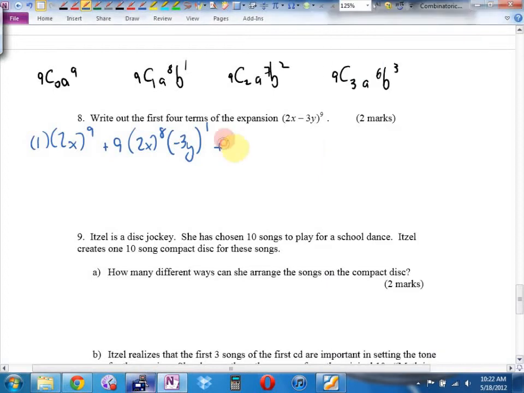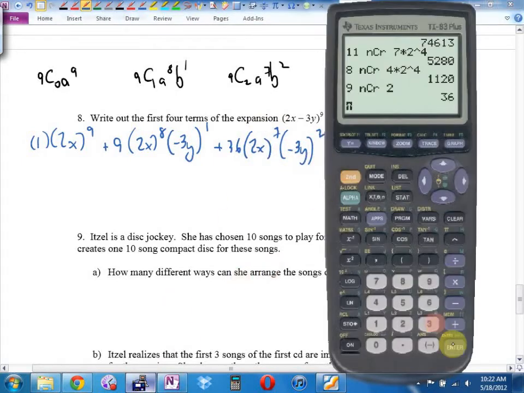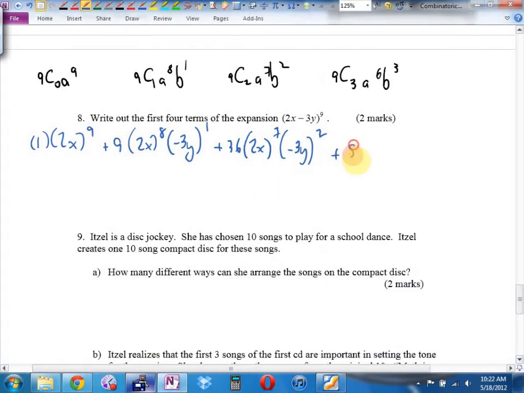36. 2x to the 7th, negative 3y squared, plus 9 choose 3, 84, 2x to the 6th, negative 3y to the cubed.